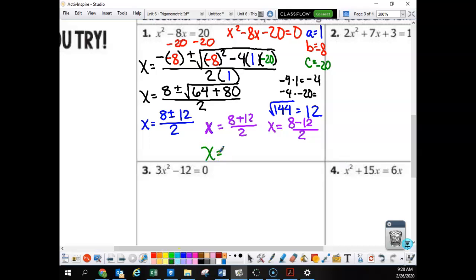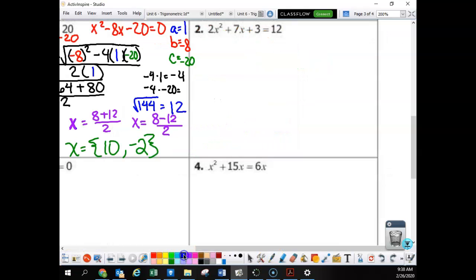So 8 plus 12 is 20. And 20 divided by 2 is 10. And then 8 minus 12 is negative 4, right? The bigger number's negative. So negative 4 divided by 2 would be negative 2. So my two solutions are 10 and negative 2. Does that make sense? Okay. Try number 2 out.